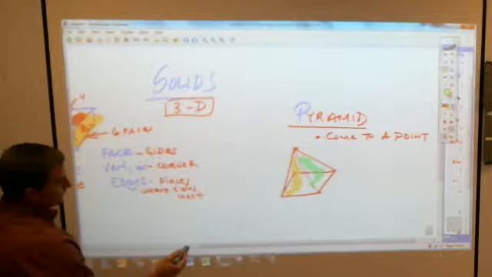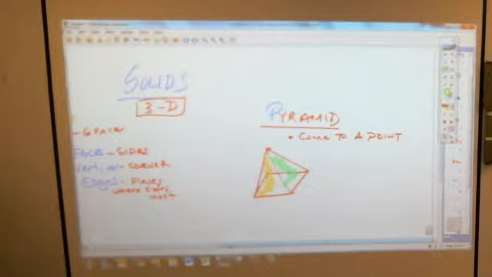Vertices on a square pyramid. Anybody, going once, going twice? Cassandra, how many vertices on that square pyramid? Five. How many edges on that square pyramid? Grace? Eight. How many faces? Andrew? Six. Faces, Andrew? Five. The bottom and then the four sides.